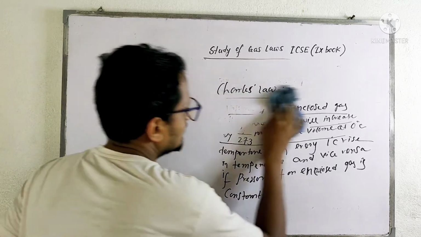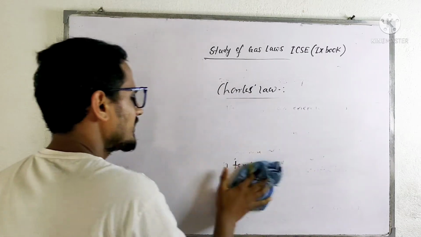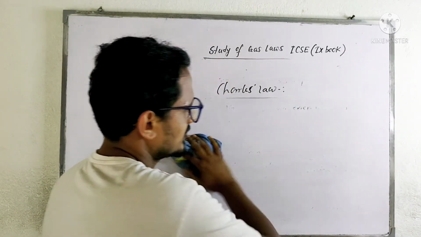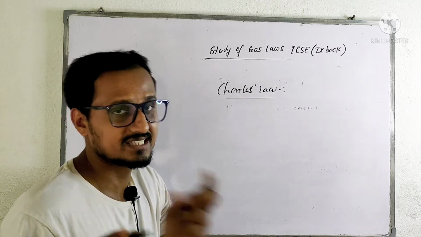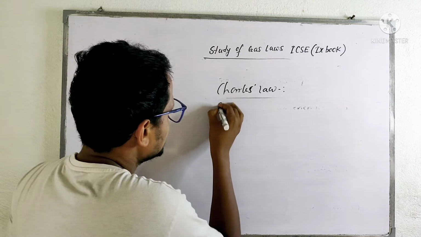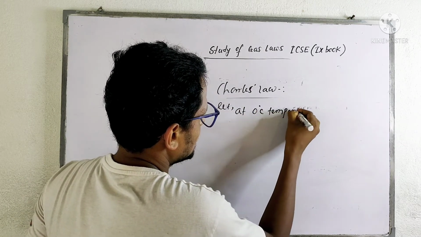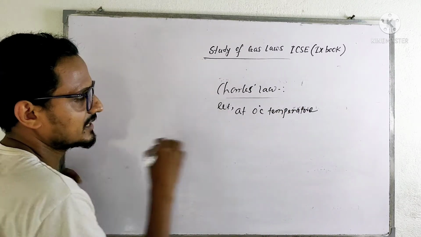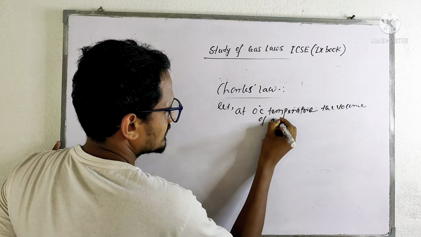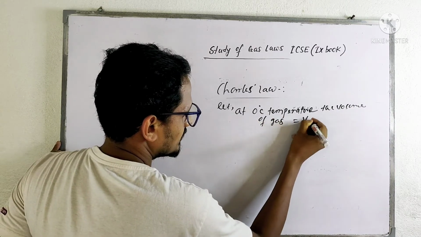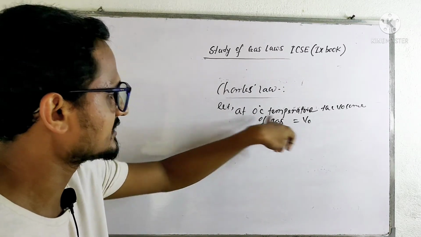Let us consider that the volume of a gas will not be 0. So at 0 degree centigrade temperature, the gas will have a volume. We'll see afterwards. Let at 0 degree centigrade temperature, the volume of gas be V0. Why 0? I have written V0 because it is at 0 degree centigrade.